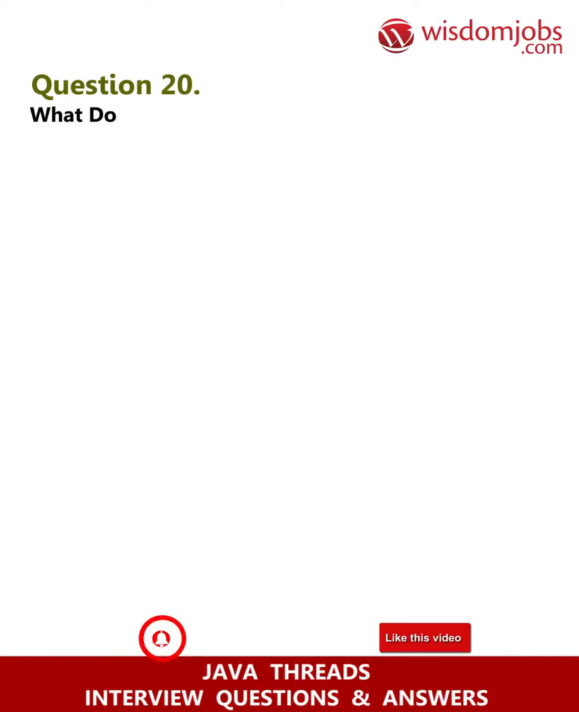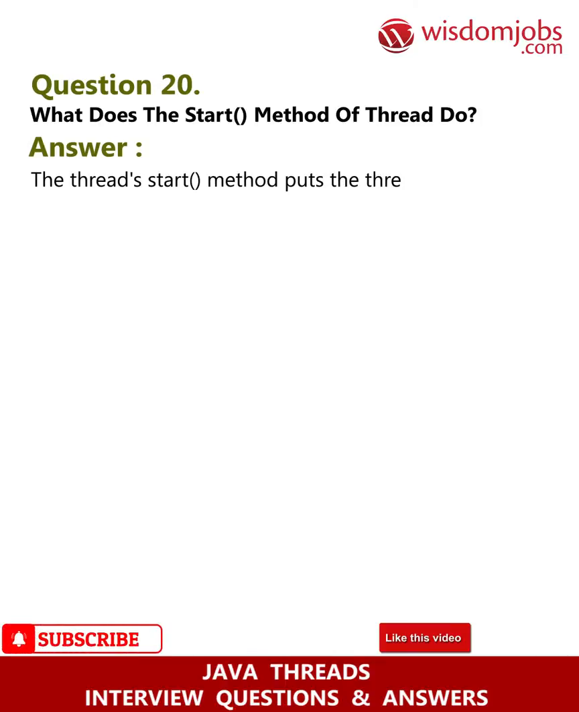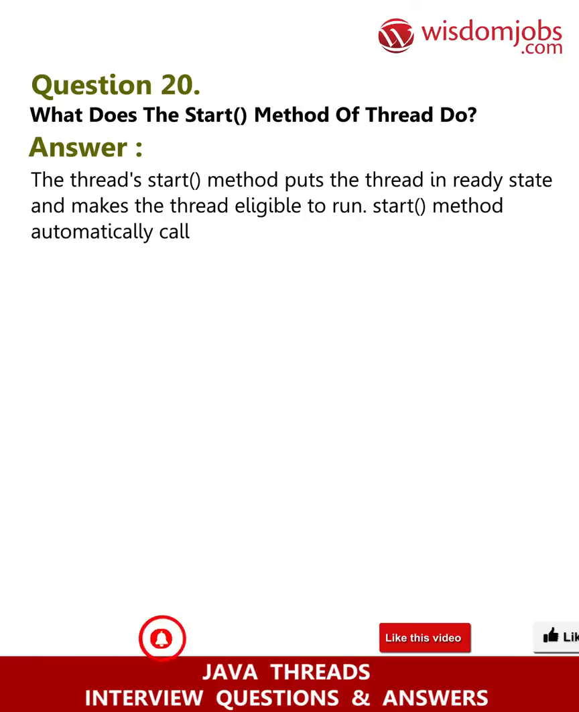Question 20. What does the start method of a thread do? Answer: the thread start method puts the thread in the ready state and makes the thread eligible to run. The start method automatically calls the run method.